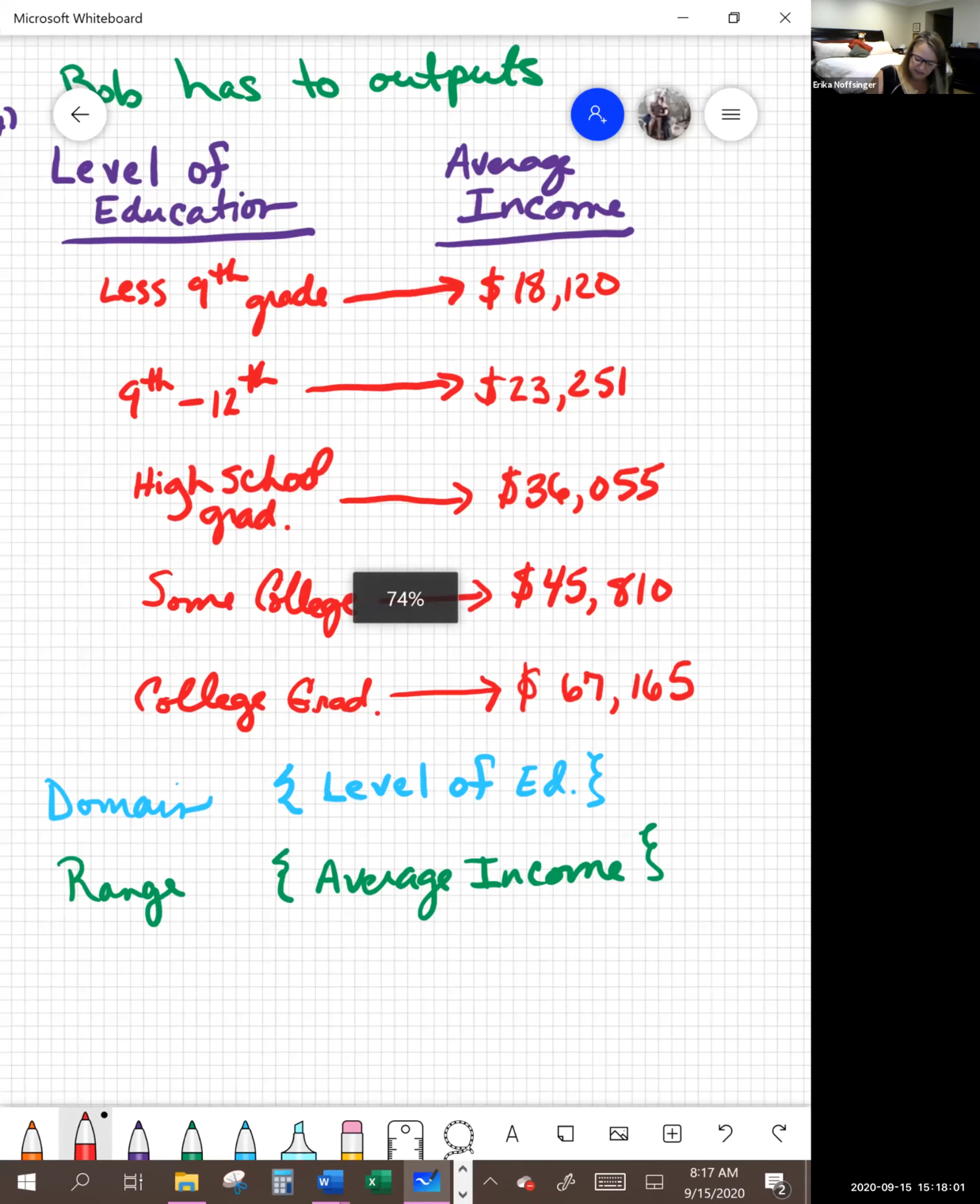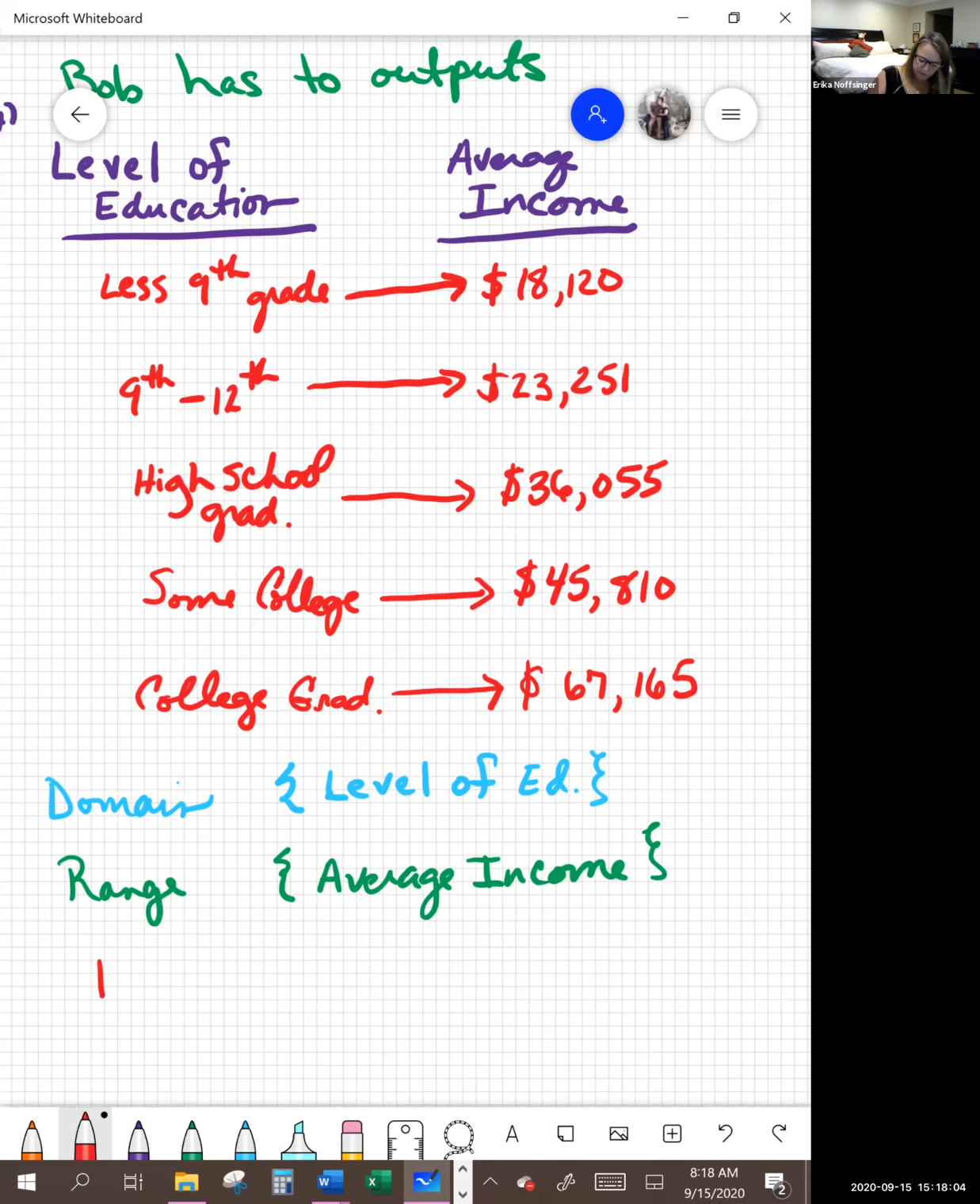So, is this a function? So less than ninth grade, right? That could be 8th grade or 7th grade. That would be telling me I'm getting $18,120. For those 9th through 12th, so 9th, 10th, 11th, or part of 12th grade, you're getting $23,000. So after high school, you're getting $36,000. If you decide to go to school some more. So would this be a function?